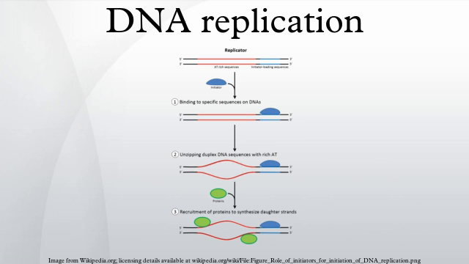Replication of chloroplast and mitochondrial genomes occurs independently of the cell cycle, through the process of D-loop replication.